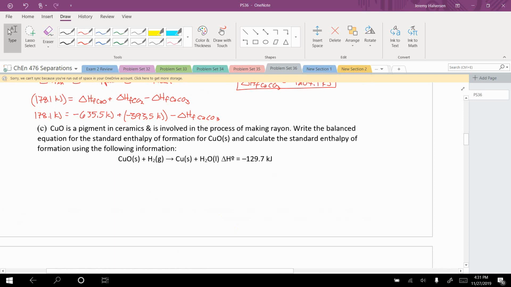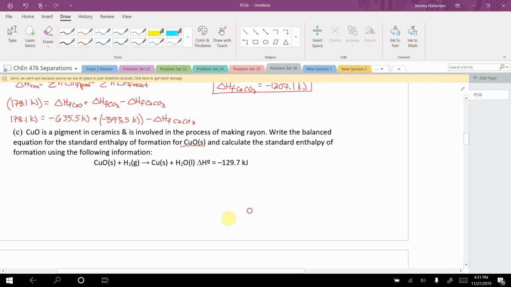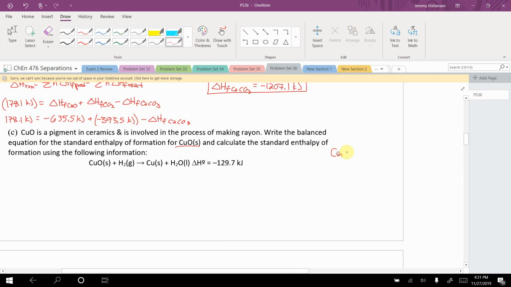All right, CuO is a pigment in ceramics and is involved in the process of making rayon. Write the balanced equation for the standard enthalpy of formation. Hopefully you're noticing a pattern here. That's just the formation reaction for CuO. Well, I'm making 1 mole of CuO from elements in its standard state. And calculate the standard enthalpy of formation using the following information.